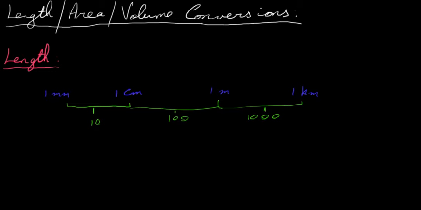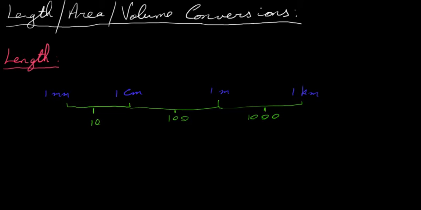Okay, so in this video we're going to have a look at conversions, converting from millimeters to centimeters, centimeters to kilometers, and so on, and in reverse as well. We're also going to have a look at areas, so millimeters squared to centimeters squared to kilometers squared, and then we're going to have a look at volume, so converting kilometers cubed to centimeters cubed and millimeters cubed to meters cubed and so on.